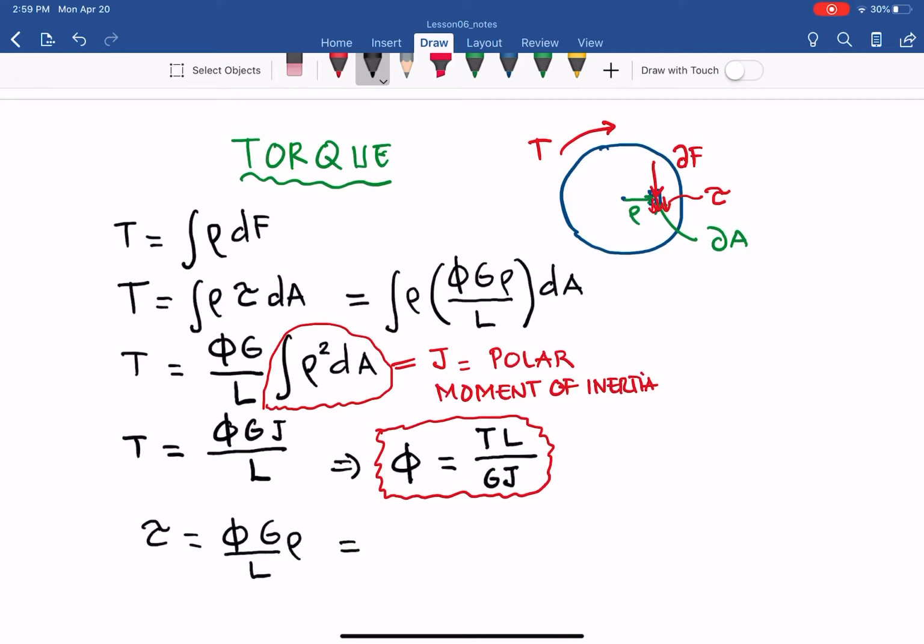So let's plug in phi equal to TL over GJ, with GJ over L rho. As you can see, the G cancels out, the L cancels out. So from that we can have tau, the shear stress distribution through the cross section of the member with torque, equal to T, the torsion, over J, the polar moment of inertia, times rho.